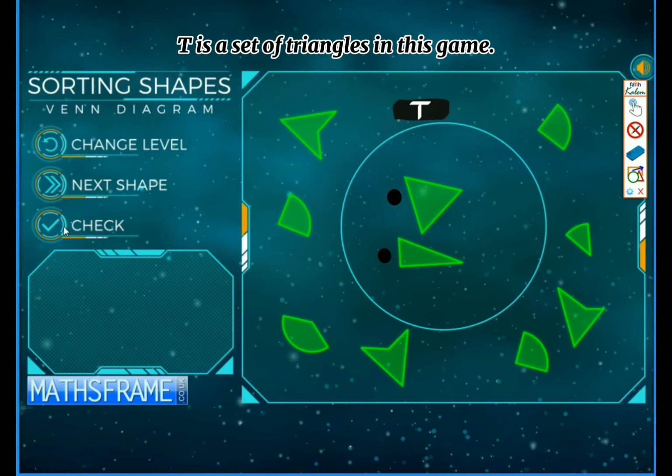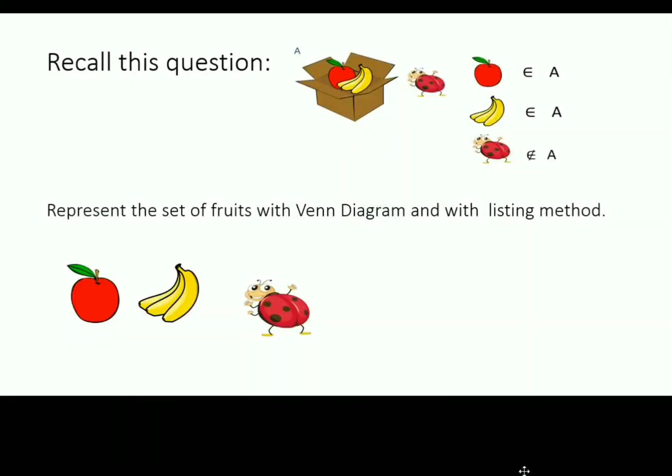What did we learn from this activity? We should put the objects that are not elements on the outside of the Venn diagram. We should put the objects that are elements on the inside of the Venn diagram. Now, this is your own turn. Recall this question and represent the set of fruits inside the box by using the Venn diagram, then the listing method.